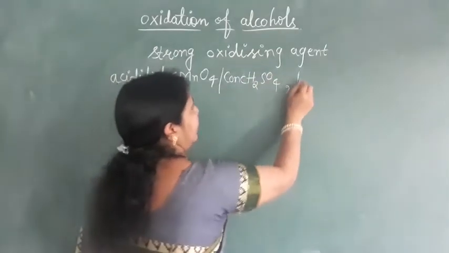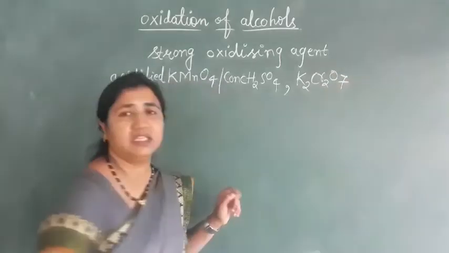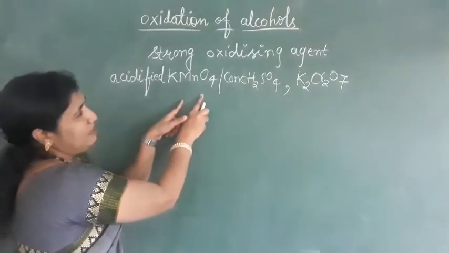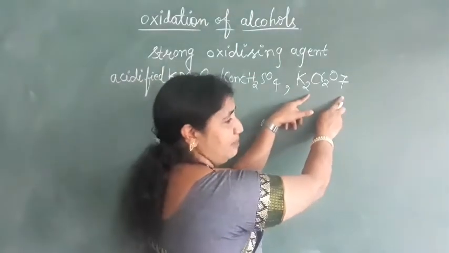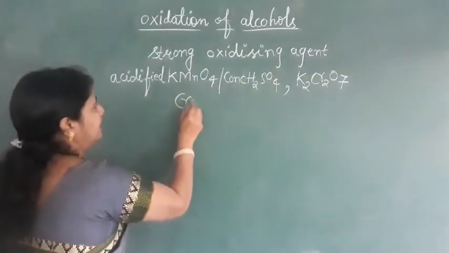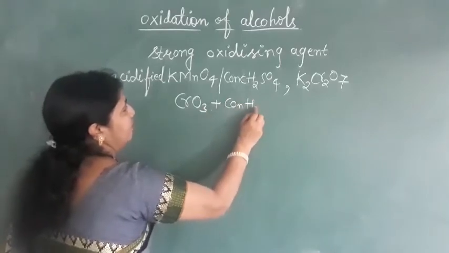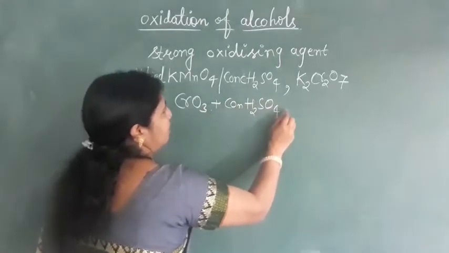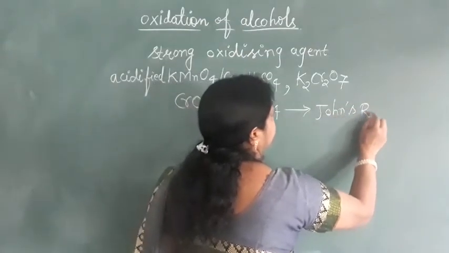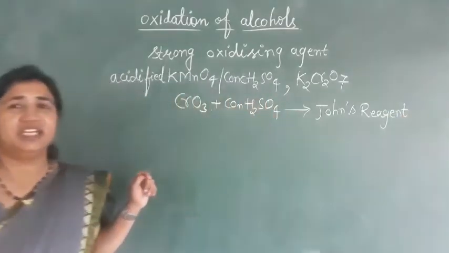Or K2Cr2O7, potassium dichromate. This is also a strong oxidizing agent, acidified potassium permanganate or acidified potassium dichromate, or we have CrO3 plus concentrated H2SO4. This combination is called Jones reagent. This Jones reagent is also a strong oxidizing agent.